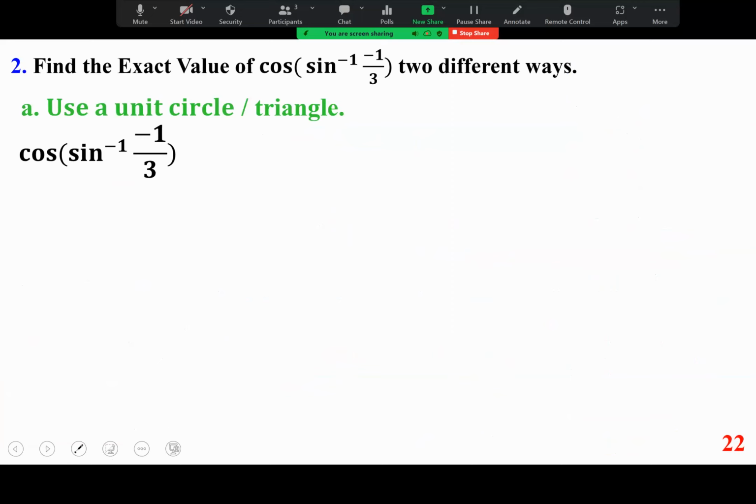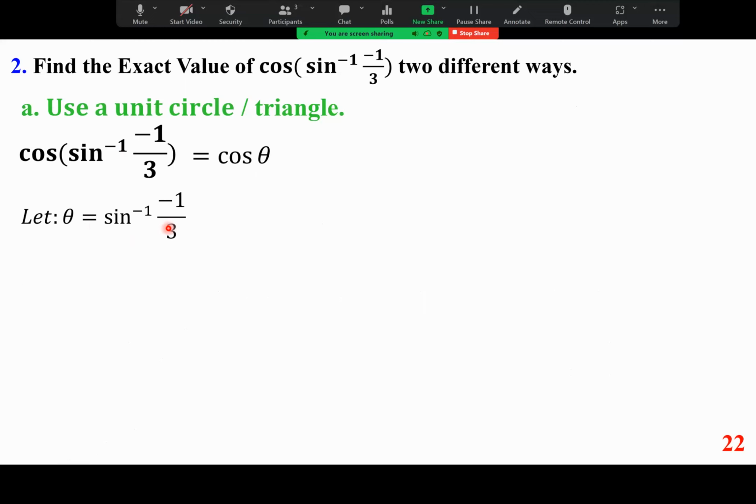Find the exact value for cosine of sine inverse of -1/3. So what is sine inverse of -1/3? It represents an arc. Let's call it alpha, beta, gamma, theta, whatever you want. If we let theta represent that, we are interested in cosine of theta. So let's find theta and plug it in.